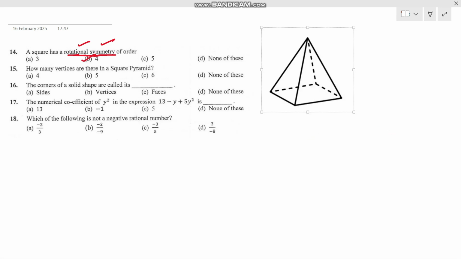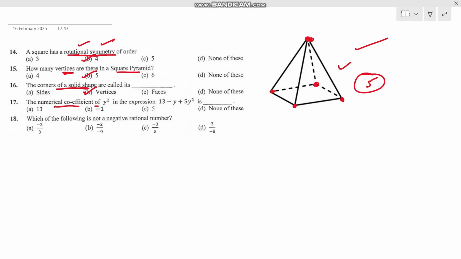Next question is how many vertices? Vertex means corners, in a square pyramid. Now this given figure is a square pyramid. Let us count how many vertices are there. This is vertex 1, this is vertex 2, this is vertex 3, this is vertex 4 and this is vertex 5. So total 5 vertices are there in this square pyramid. The correct option is option number B, 5. The corners of a solid shape. Just now I told you the corner of any solid shape is called its vertex.